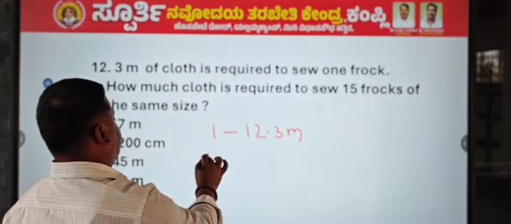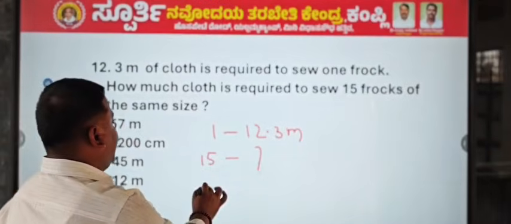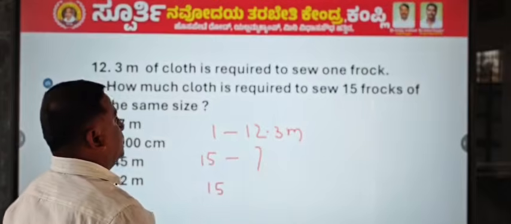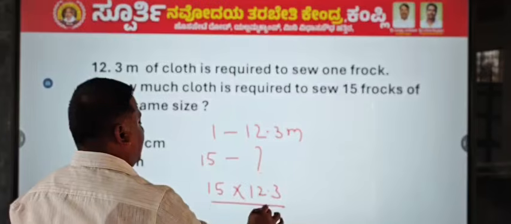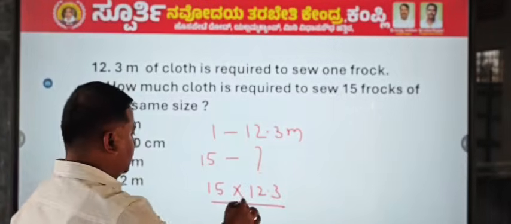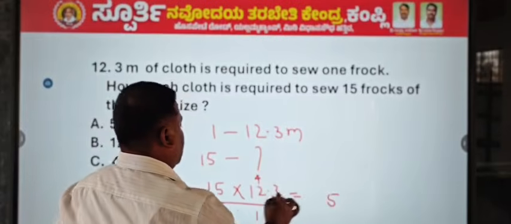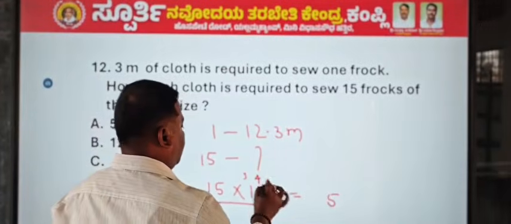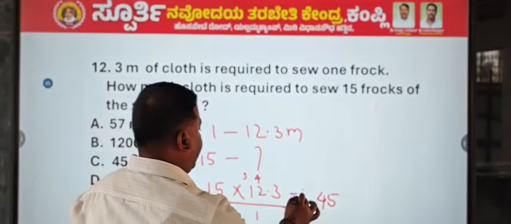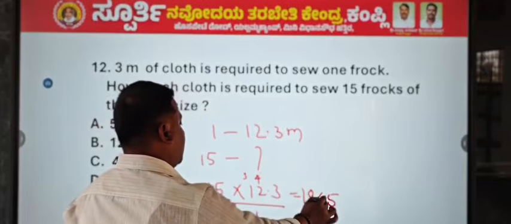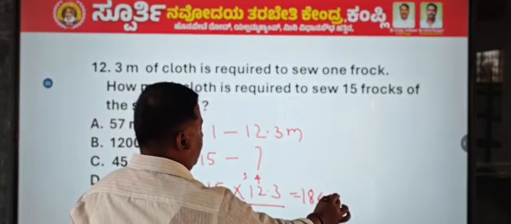15 frocks? Okay, 15 into 12.3, divided by 1. 15 3s are 45, 15 2s are 30, 34, 15 1s are 15, plus 3, 18. Here, after the 1, the point is there, so 184.5 meter.